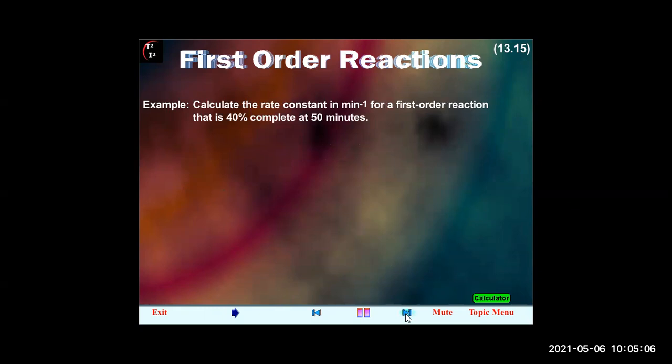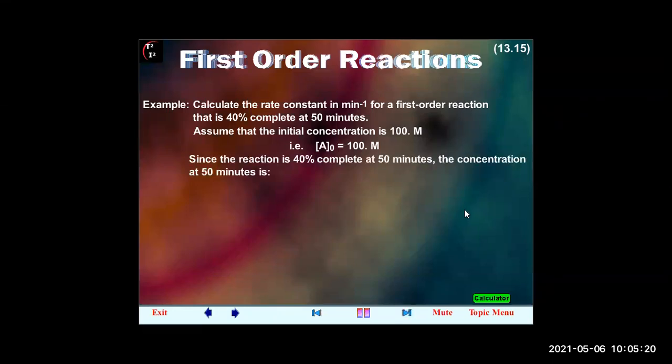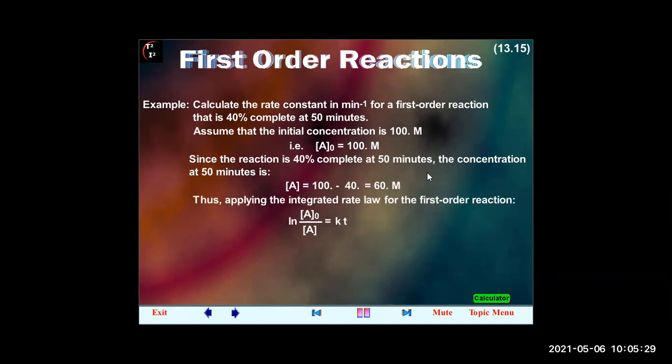Example: calculate the rate constant in per minute for a first-order reaction that is 40% complete at 50 minutes. Assume that the initial concentration is 100 molar. Since the reaction is 40% complete at 50 minutes, the concentration at 50 minutes is 60 molar. Thus, applying the integrated rate law for the first-order reaction, K is equal to 0.01 per minute, or 1.0 times 10 to the negative 2 per minute.